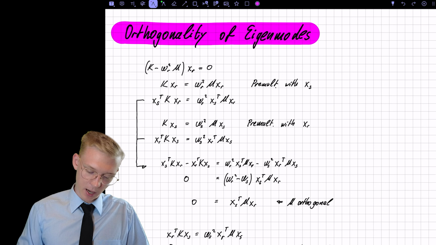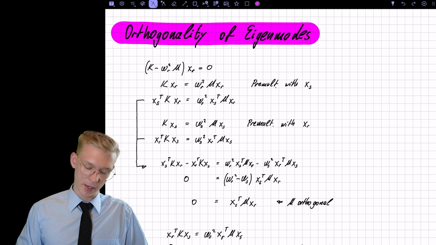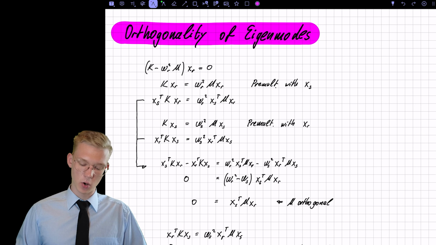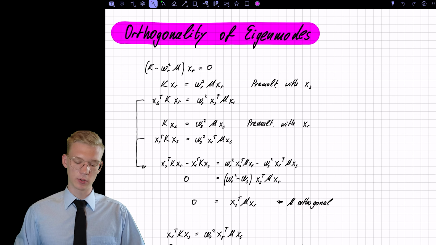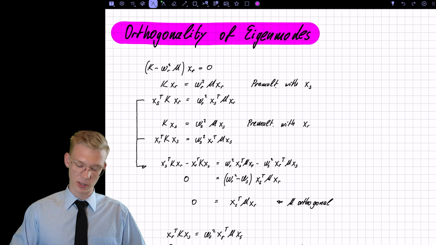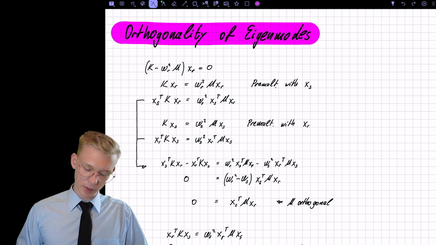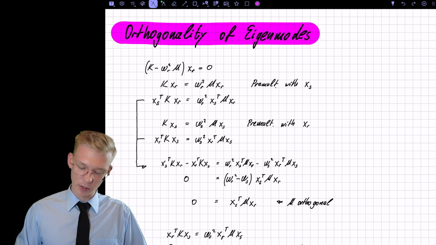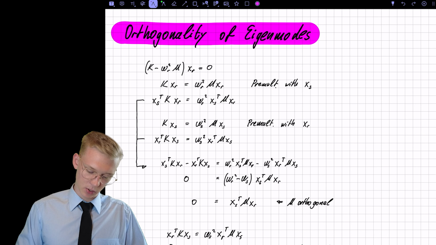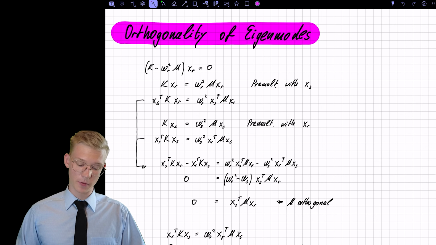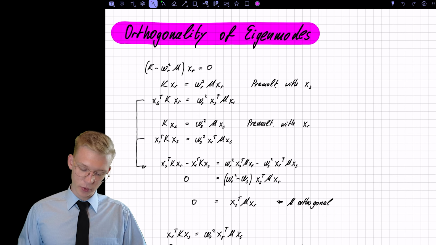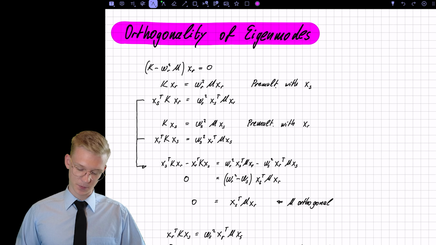We had our system with our eigenfrequency and our eigenmodes, and this is of course equal to 0 and x is not 0. So what if we pre-multiply this equation that we had right here with x? So we first multiply it. We had this one. We went from here to here. We remove the parentheses, and we pre-multiplied it with s.